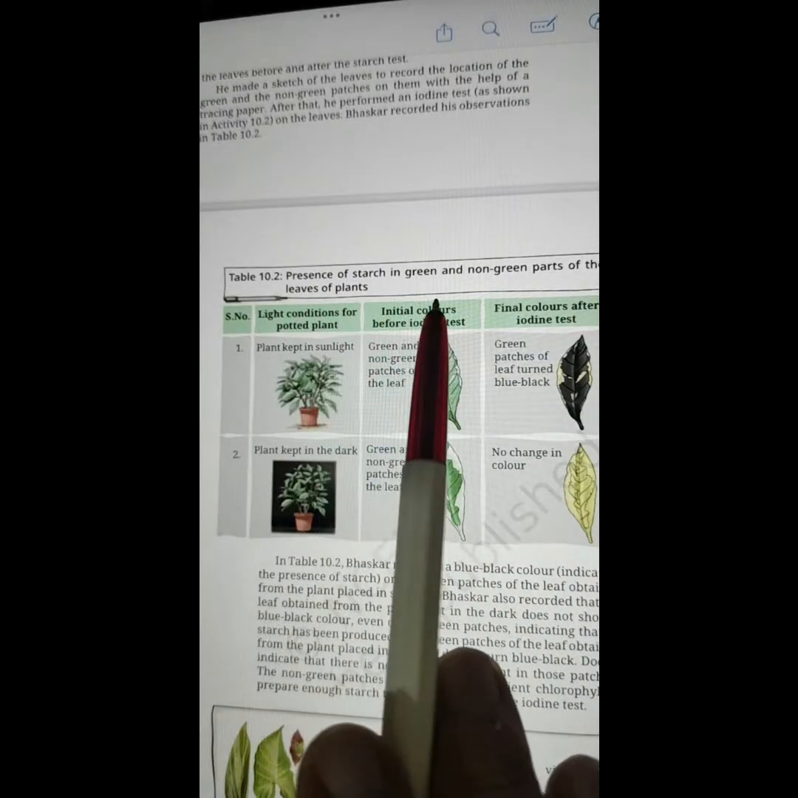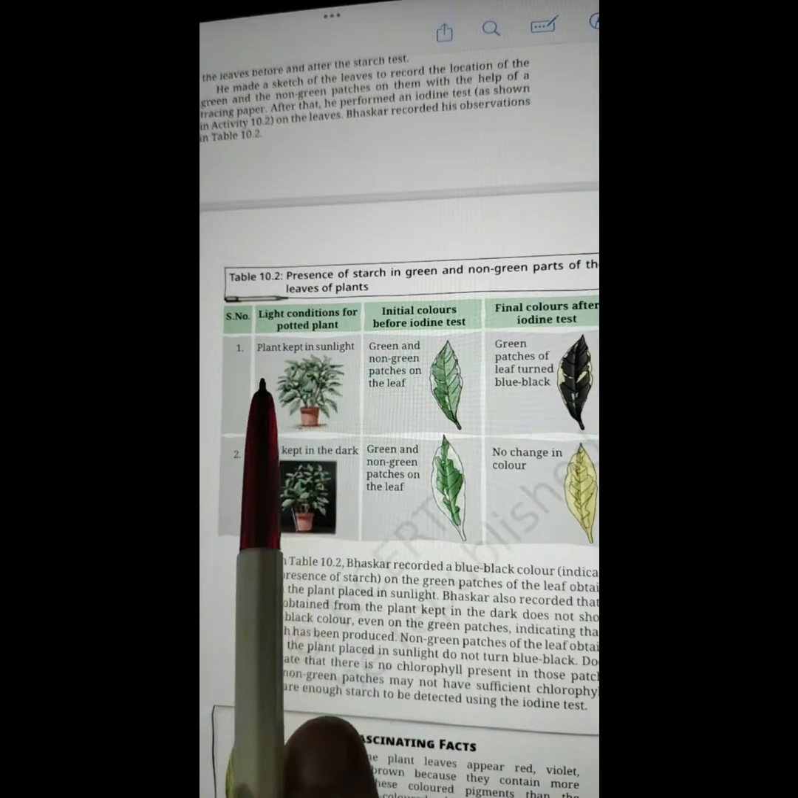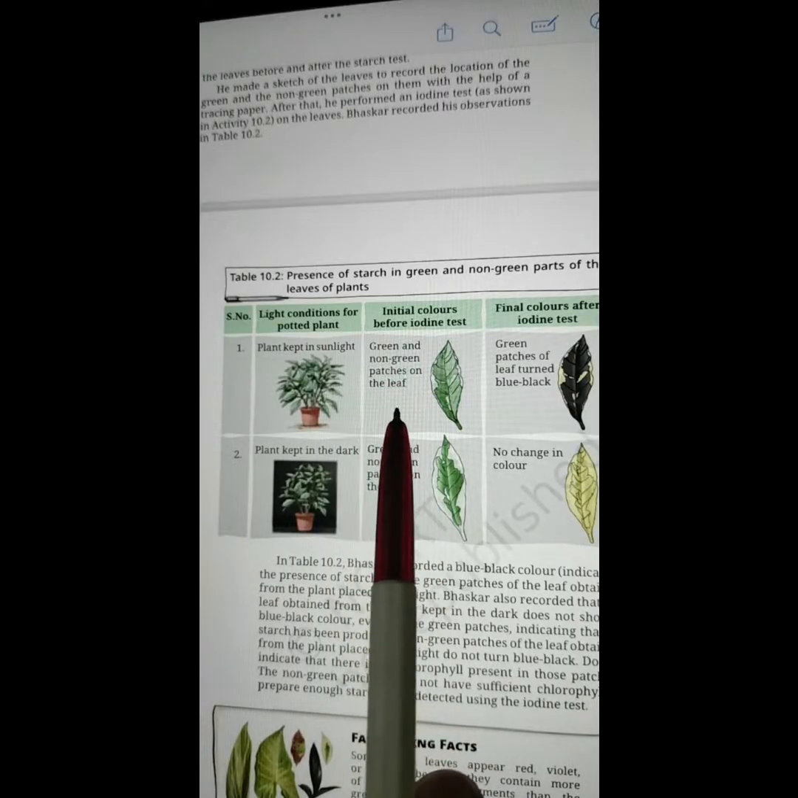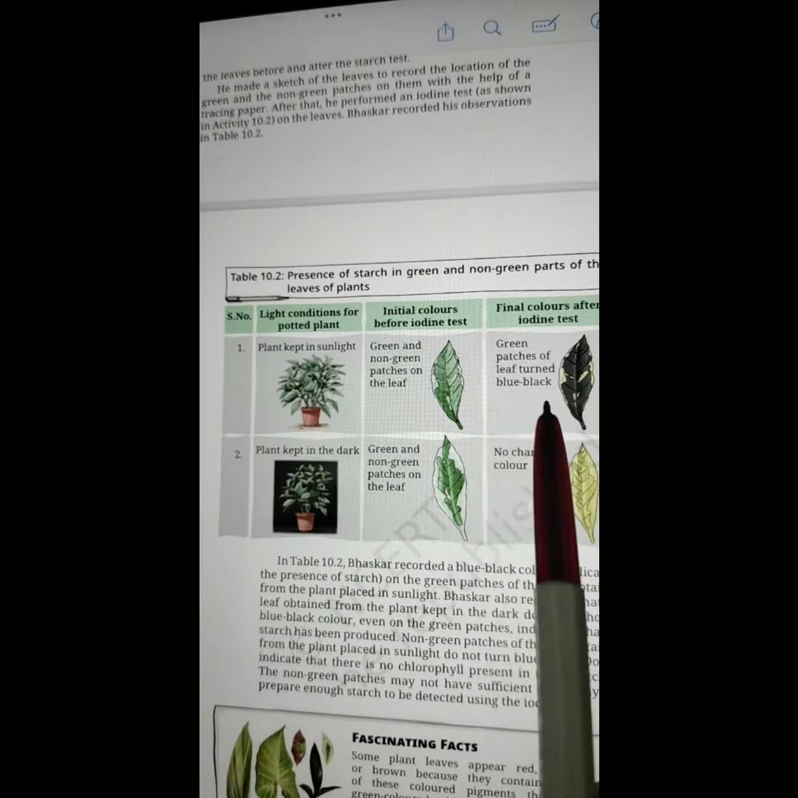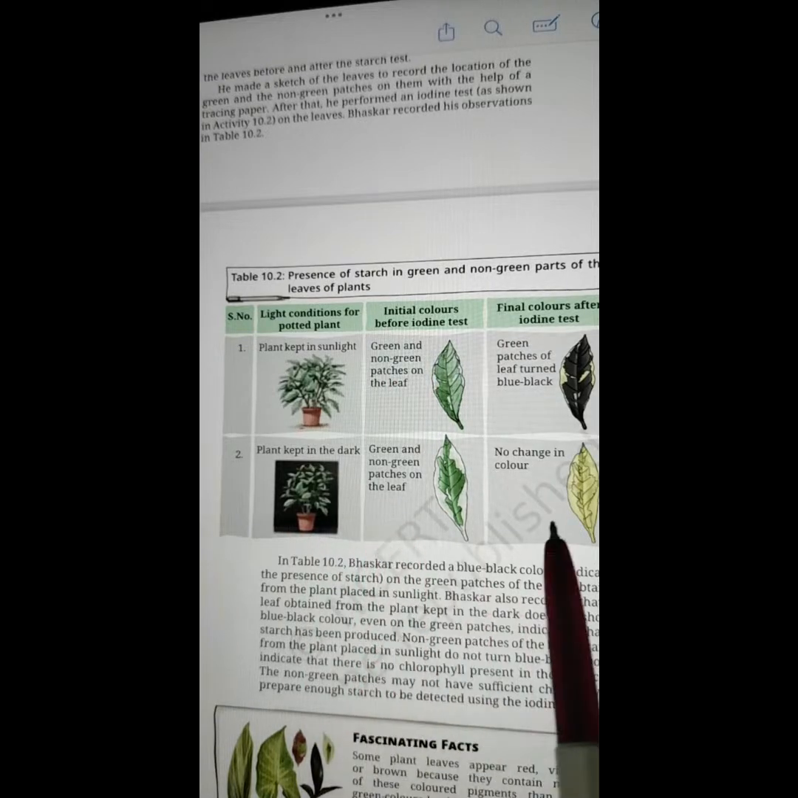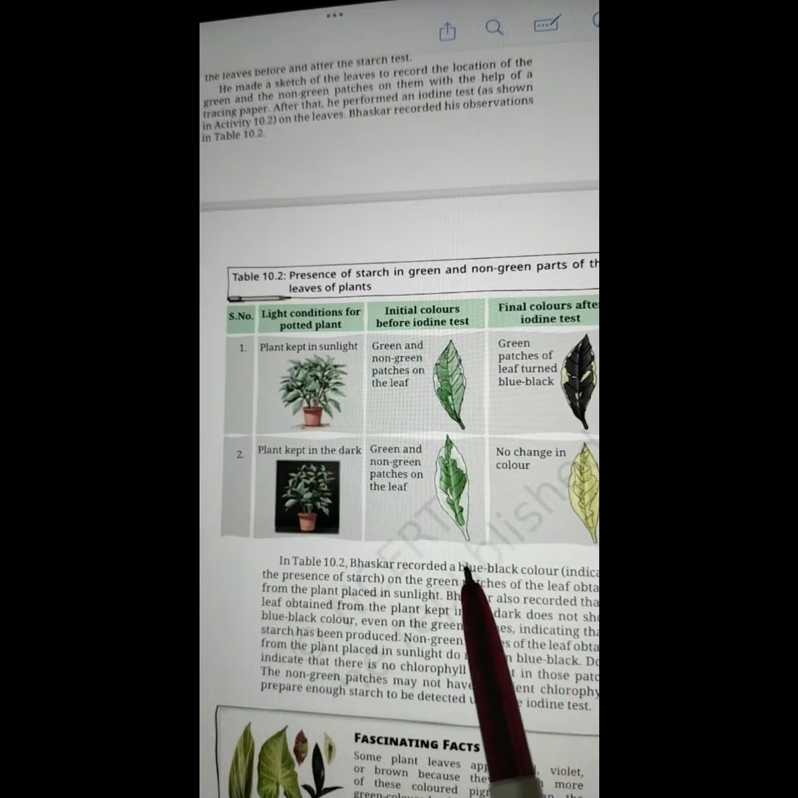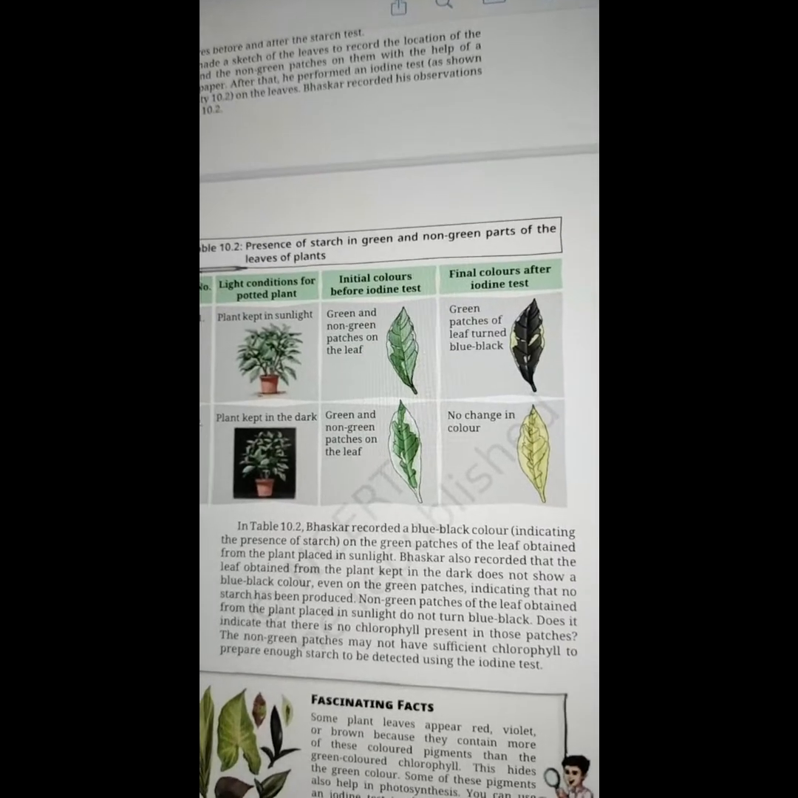So, presence of starch in green and non-green parts of the leaves: light conditions of the potted plant kept in sunlight, initial color before iodine test, green and non-green patches on the leaf, final colors after iodine test, green patches of leaf turned blue-black in color. Plant that was kept in the dark, green and non-green patches on the leaf, no change in the color because you know that in the darkness no photosynthesis occurs, so no starch was there. No starch means no blue-black color on putting a few drops of iodine solution.